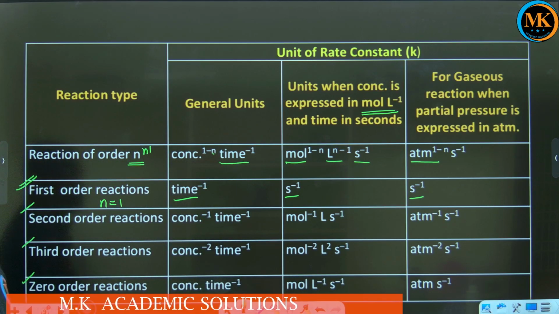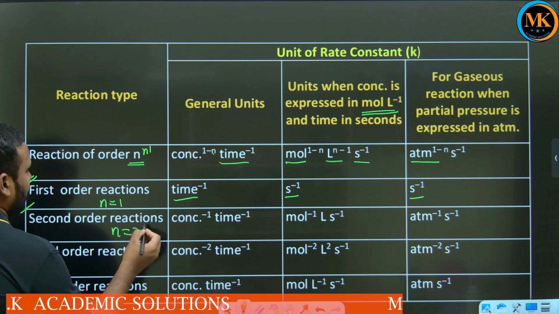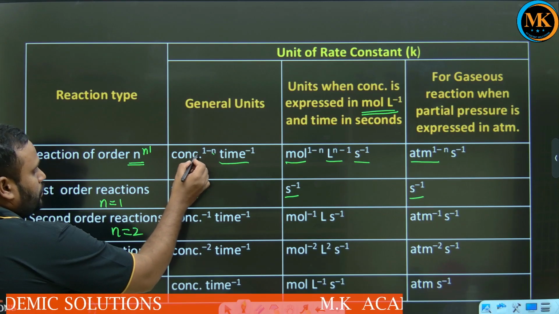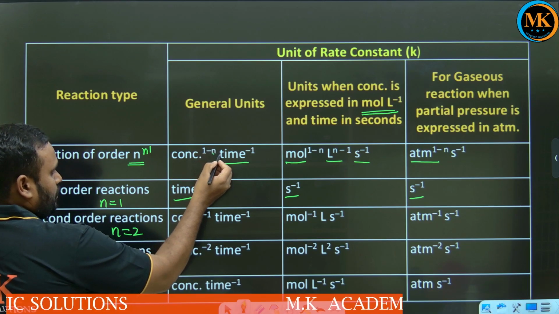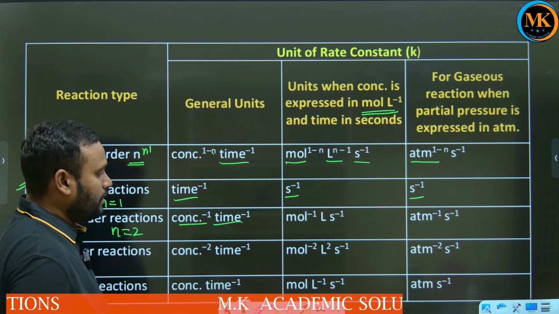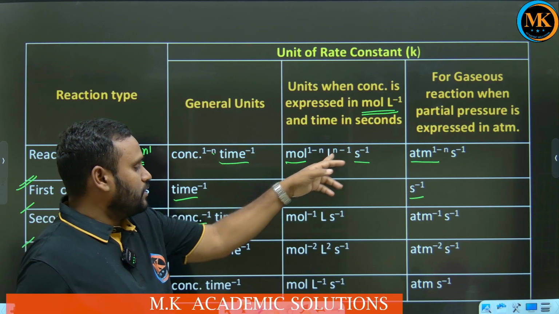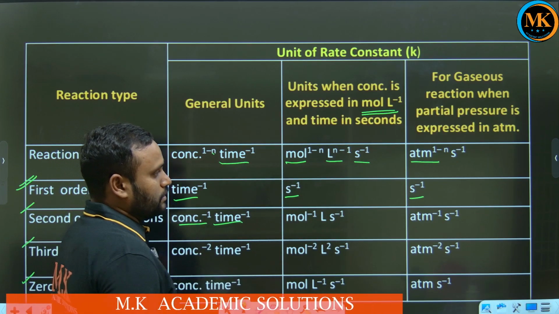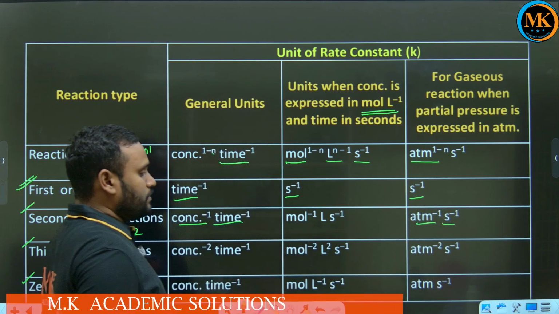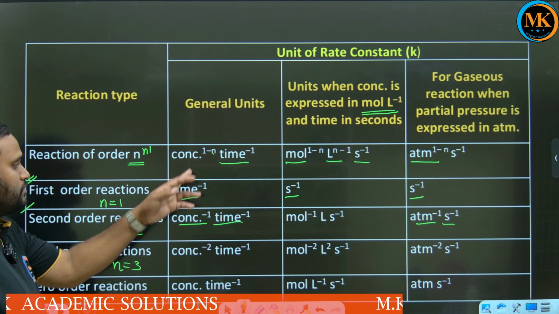Second order reaction. What is the second order reaction, children? If n equals 2, that is the second order reaction. Substitute that value here: 1 minus 2 is minus 1, so you get concentration power minus 1, time inverse. Or else moles power minus 1, liter power 1, second inverse, and for gases atm power minus 1, second inverse. Now if n equals 3, substitute n equals 3 here.